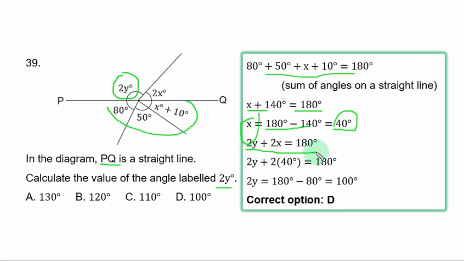Now you know S as 40, so you have 2y plus 2 times 40 equal to 180 degrees. Here is 80. If you transfer it, you have 2y equal to 180 degrees minus 80 degrees. That is 100 degrees. Remember, you are asked to find 2y, and 2y is 100 degrees. D is the correct option.